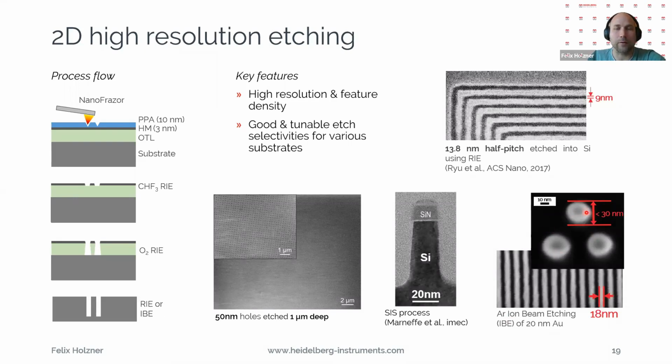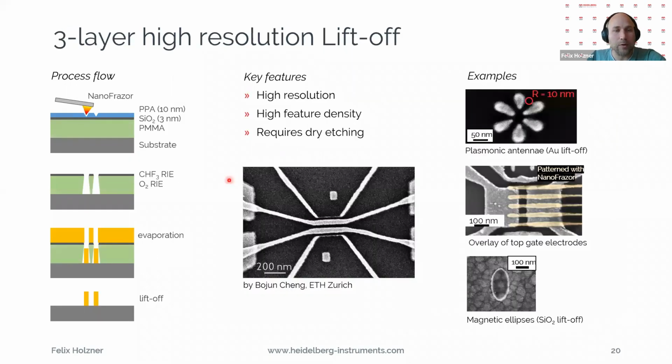And we did a lot of work here with IBM, also with IMEC, as you see here. So that's a very important thing. Also, you can use a similar approach for making high resolution lift-off here. You see a few examples here. You can do very high resolution features by lift-off also, but you require a reactive ion etching step before to create this undercut, which is required for the lift-off process. Also, we will talk about that in a later webinar in detail.